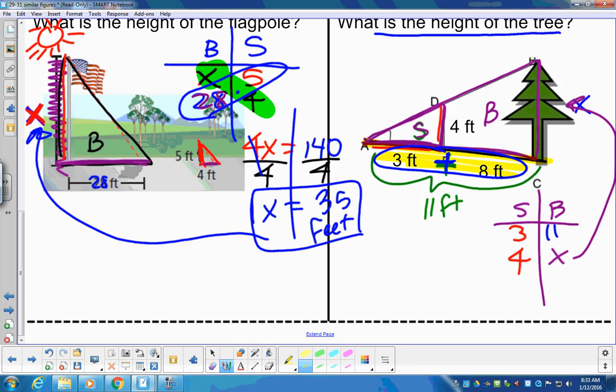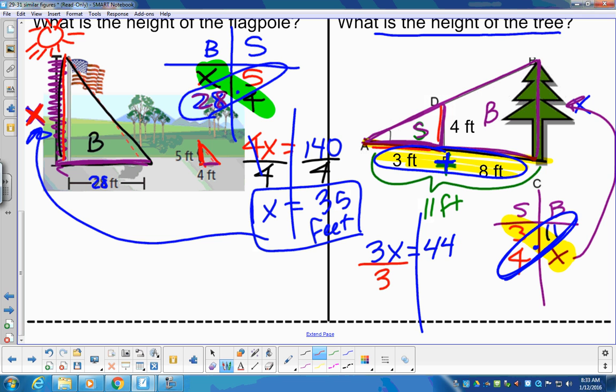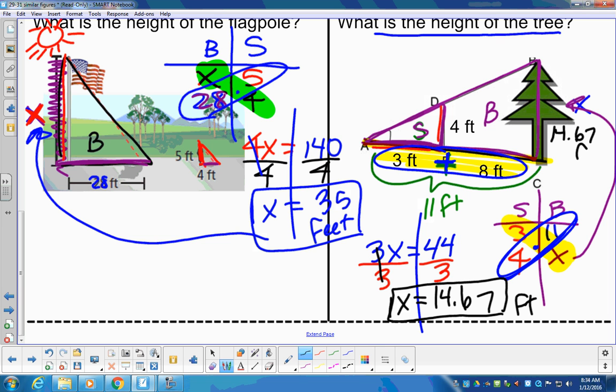Taking cross products. Grab the variable x. Multiply the diagonal. So we have 3 times x equals. Multiplying the other diagonal, that's 4 times 11 is 44. Hand method kicks in, we divide by 3. Copy, paste. We get 1x equals 44 divided by 3. 44 divided by 3 is 14.6. If we round to the nearest hundredth, it's 14.66666, so 14.67. The unit is feet. The height of this tree is 14.67 feet.